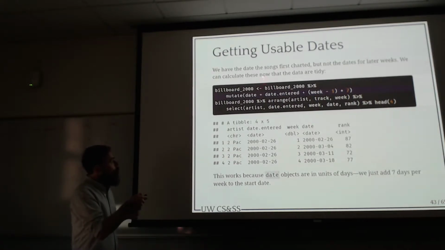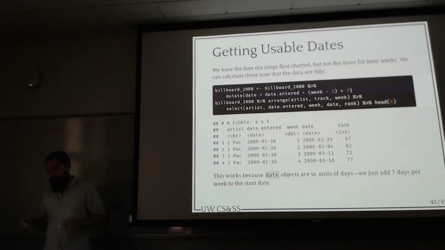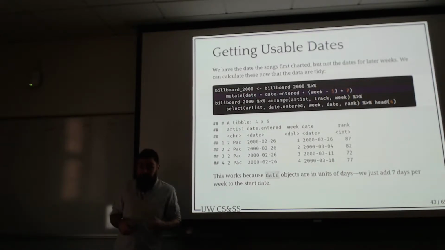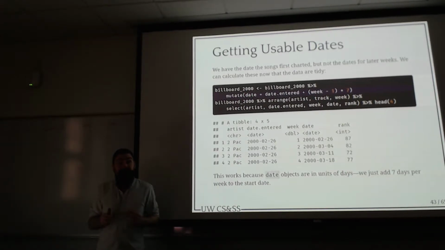So what I'm going to do is overwrite Billboard 2000 again with a modified version of it. I'm going to say Billboard 2000, and we're going to mutate a new date variable. The date variable is going to be the date at that given week. So each row is a different week. We can calculate that pretty easily if we think about the fact that every week should just be 7 days after the previous week.